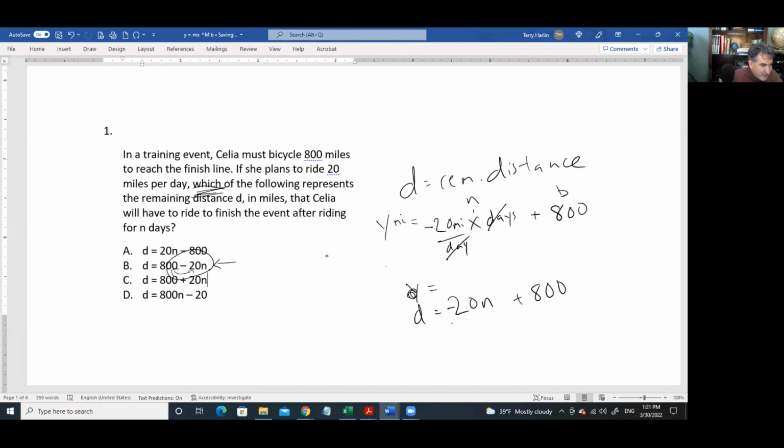Or if I wanted to do the initial value approach, I could see that I'm starting with 800. So if I'm starting with 800, then I'm looking for an 800 in my answer choices. And I see that B has a positive 800 and C has a positive 800. So I can cross out A and D. I've narrowed it down to those two, and now I want to look at the slope to get the answer. So that's a shortcut for that particular problem.